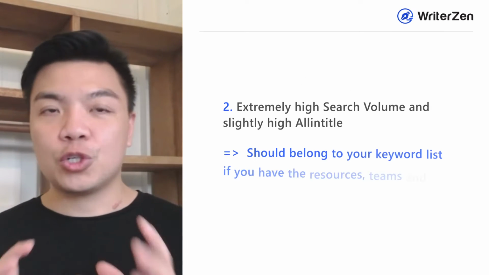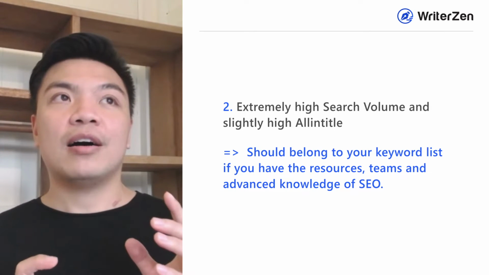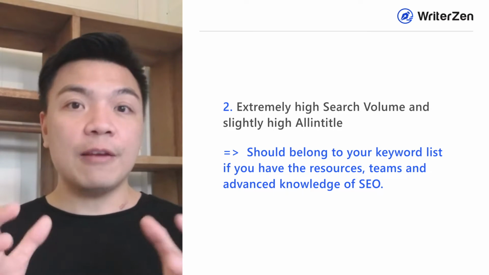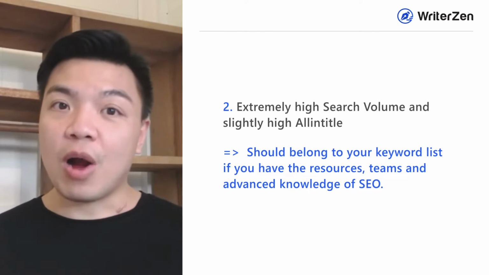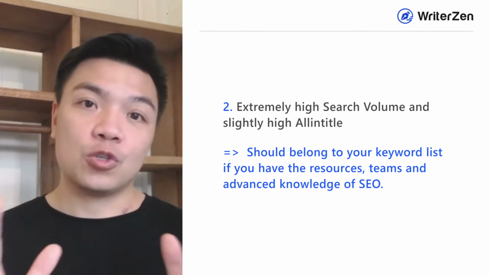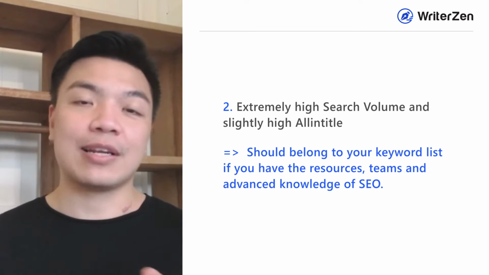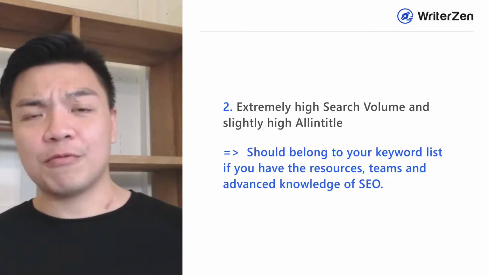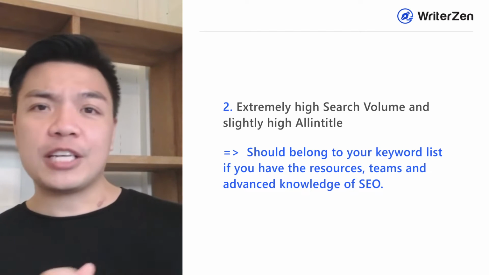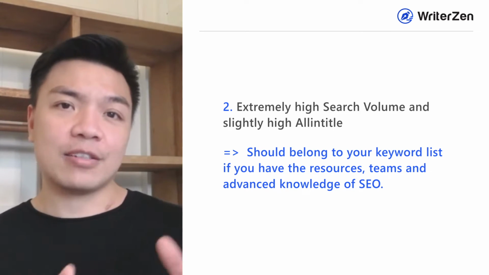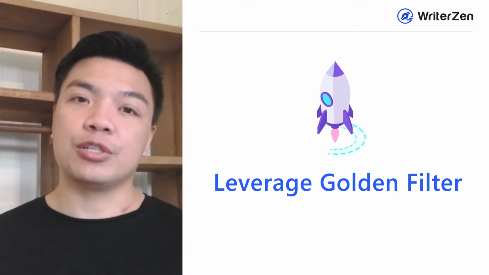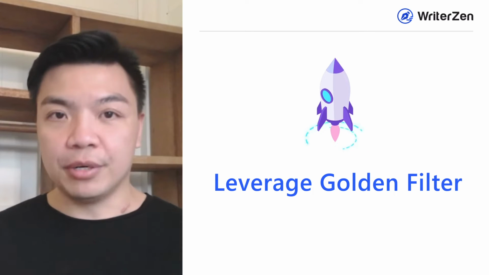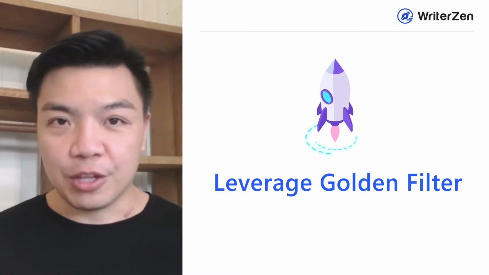And these are the keywords that should belong to a keyword list that you want to target if you have the resources and the team and the SEO knowledge and know-how, right? And I assume if you are an advanced user, you will always love this type of keyword, right? For beginners, I typically suggest targeting easier and faster-to-rank keywords, but with lower search volume. But for you guys, I would suggest these are the types of keywords that you can really leverage our golden filter function for. How does that work? And what does that mean? Let me share with you right now.